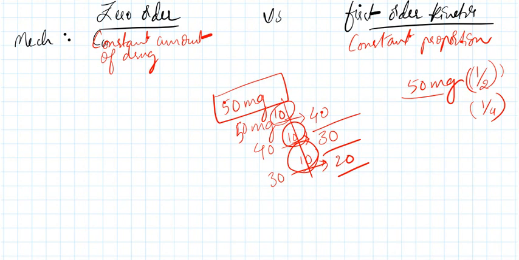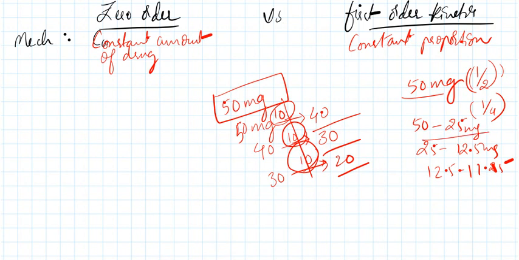This drug follows first order kinetics, which means after 1 hour this drug will become 25 mg concentration. After another hour this drug will become 12.5 mg. After another hour this drug will become 6.25 mg. So here a constant proportion of the drug is being eliminated. I think you understood this, right?